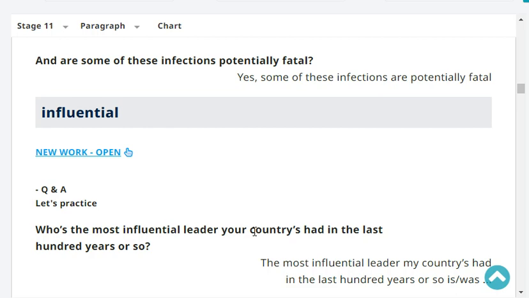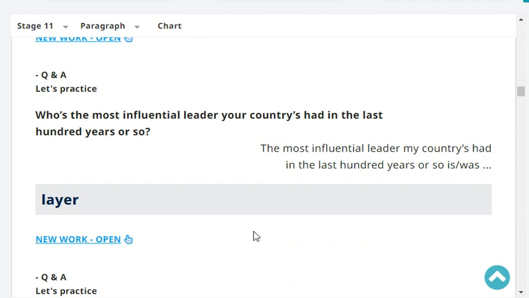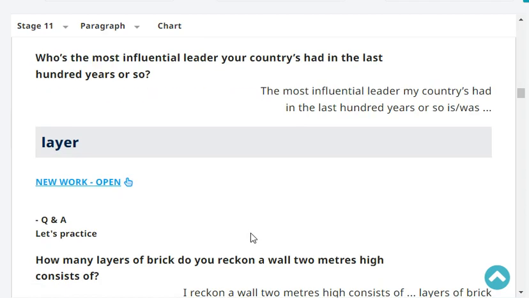Who's the most influential leader your country's had in the last 100 years or so? The most influential leader my country's had in the last 100 years or so was Tanaka Kagwe. Very good.